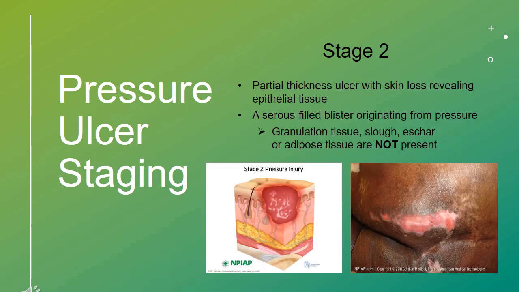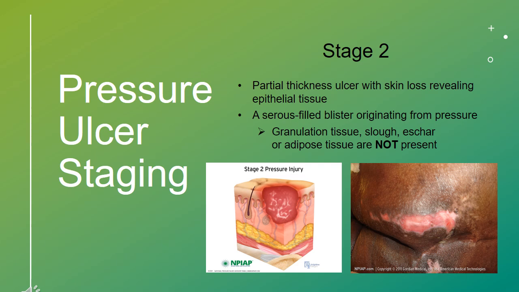A Stage 2 pressure ulcer consists of a partial thickness ulcer with the presence of skin loss that reveals epithelial tissue. A partial thickness wound involves exposure of the epidermis and dermis. This ulcer will present as a shallow open wound revealing epithelial tissue that presents as a pink or pearly white tissue. A Stage 2 pressure ulcer may also be a serous filled blister originating from prolonged pressure.